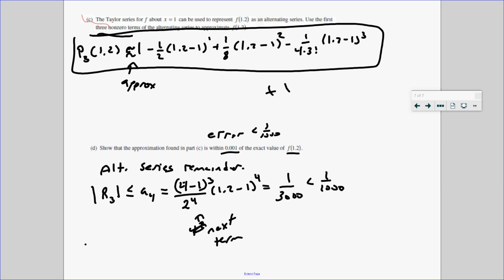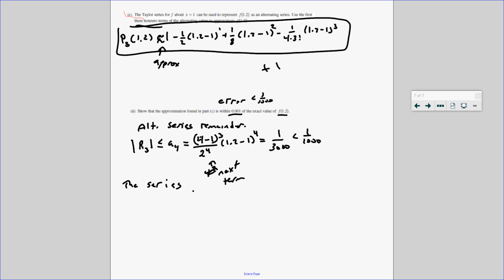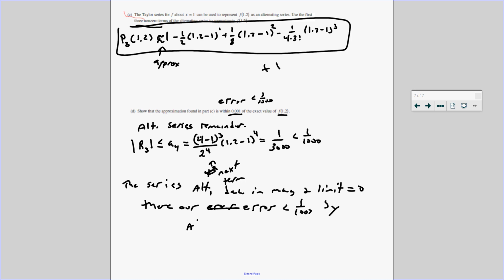So we would say that by the alternating series remainder, the series alternates, decreases in magnitude, and the limit equals 0. Therefore, our error is less than 1 over 1,000 by the alternating series remainder. Now, I don't know if you can see this, but that's how we would answer that question right there. And you would get 1 point for this work and 1 to 2 points for your justification there. All right, so that's the series question from 2016.